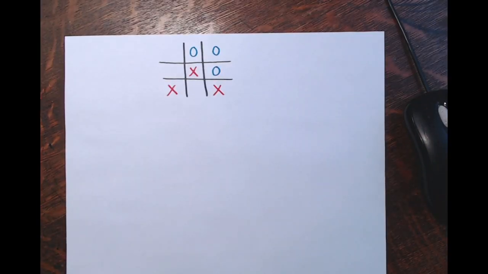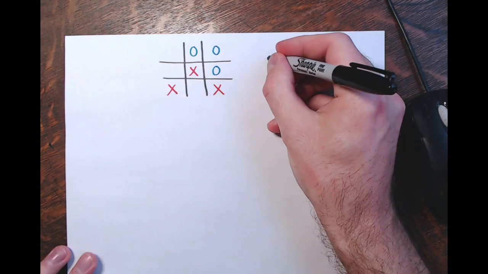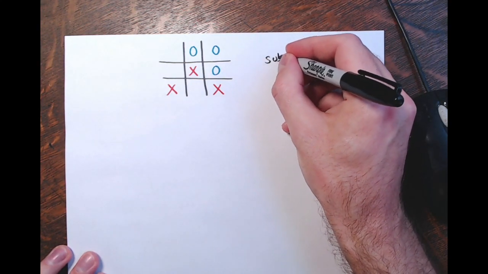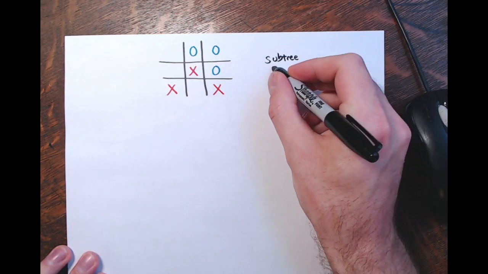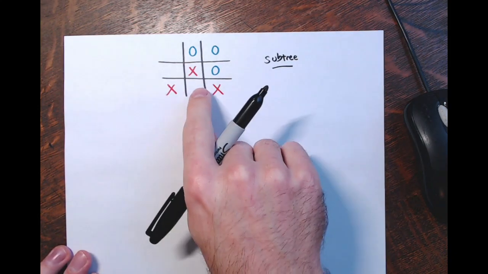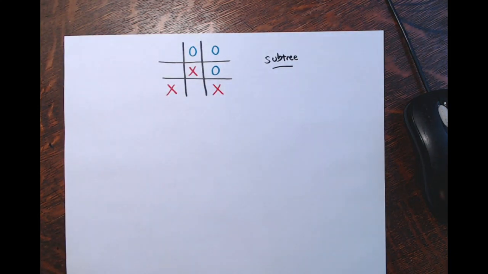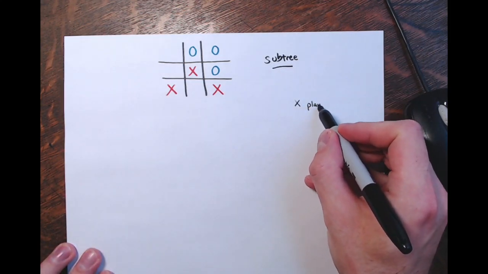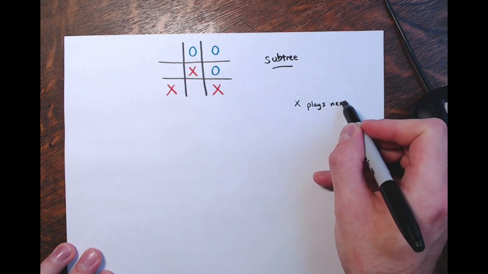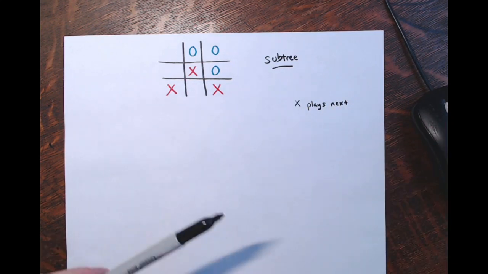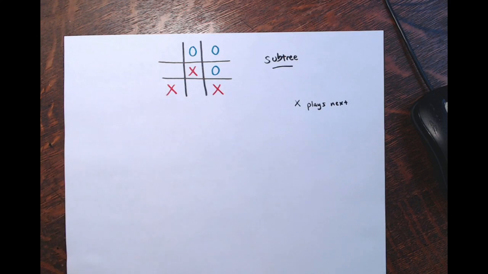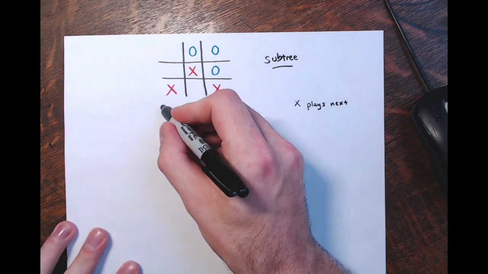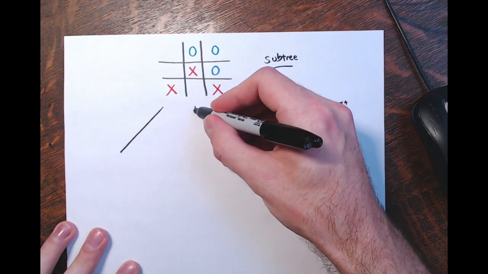Alright, so here's the configuration they gave us, and what we're creating here is a subtree of the entire game tree, a subtree rooted where this is the root, this configuration. And they're saying X plays next. Right? X plays next. So there are 3 places that X could play. Right? So I'll make the 3 children.